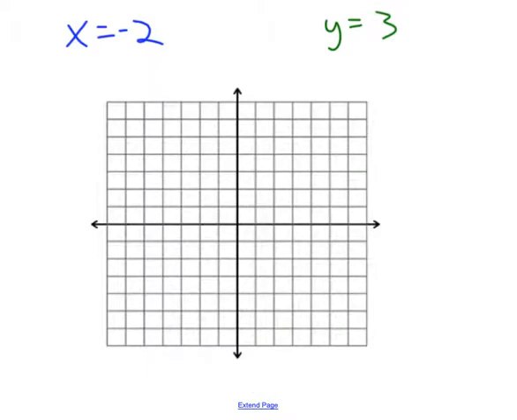All right, final two you might see: x equals negative 2, and y equals 3. Look back at your notes for a second and tell me, these are special cases. What kind of lines are these right here? You should have remembered that if anything is in the form of x equals, then this will be a vertical line.